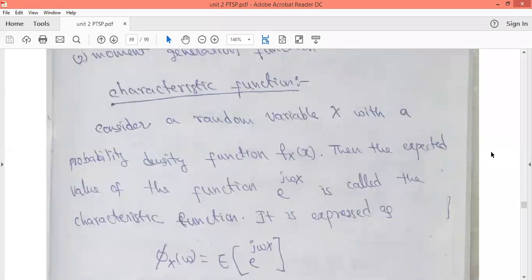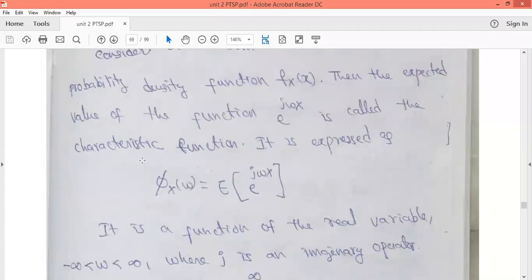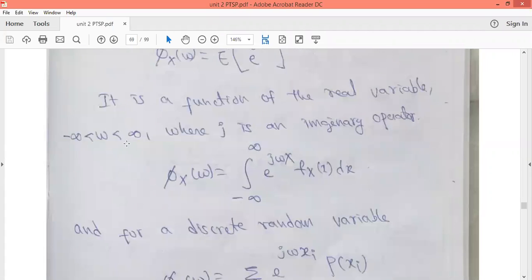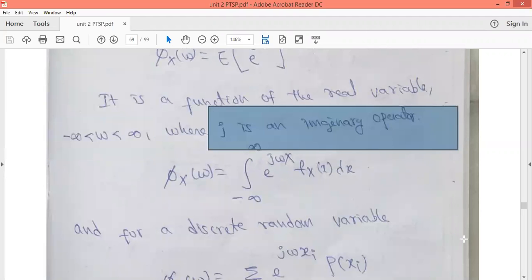The characteristic equation is nothing but the expected value of e power j omega x. The expected value of e power j omega x is called the characteristic equation. How do we denote it? Phi x of omega is equal to the expected value of e power j omega x. Now what is the omega value? Omega varies from minus infinity to plus infinity. j is the imaginary operator.